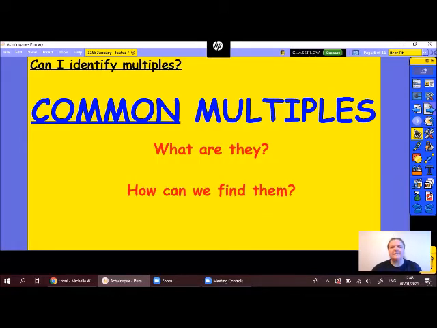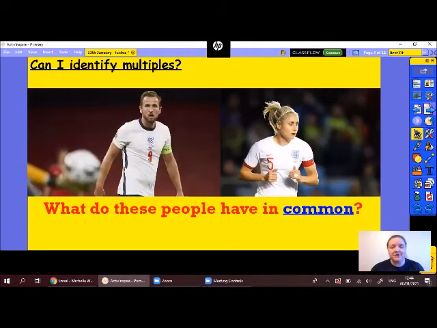Today you need to understand what a common multiple is. So you know what a multiple is now, but what does common mean? So let's have a look at the word common in a different context and see if I can help you understand. Have a look at these two people here. What do they have in common? Pause the video and have a little chat with someone at home.